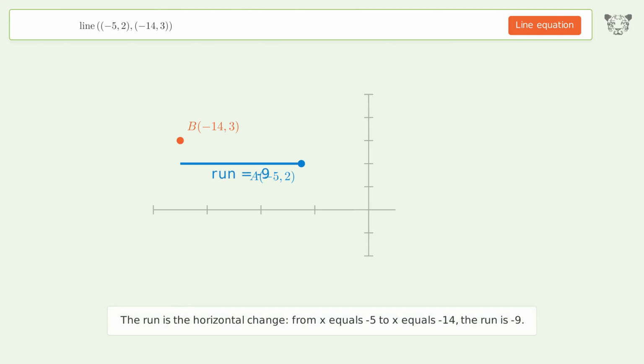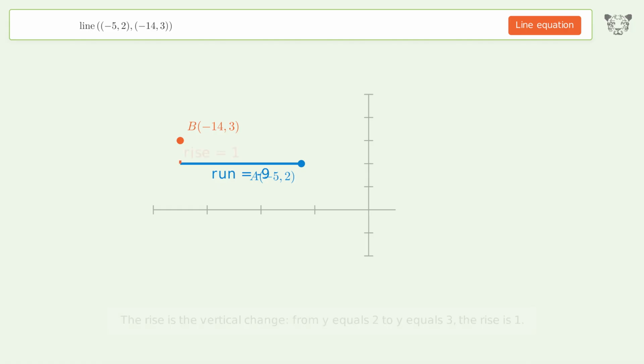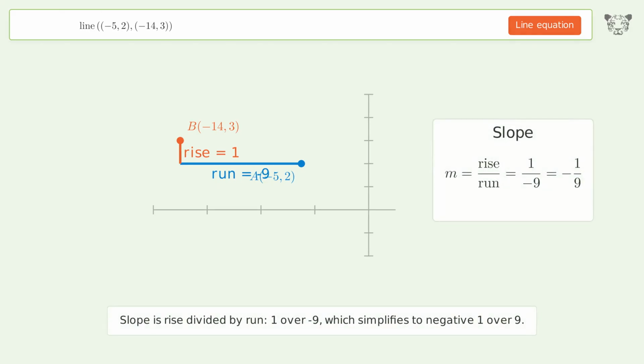The run is the horizontal change, from x equals -5 to x equals -14, the run is -9. The rise is the vertical change, from y equals 2 to y equals 3, the rise is 1. Slope is rise divided by run, 1 over -9, which simplifies to -1 over 9.